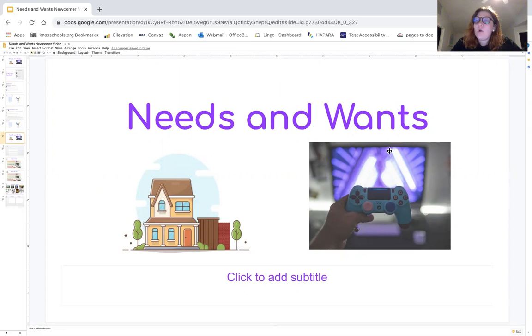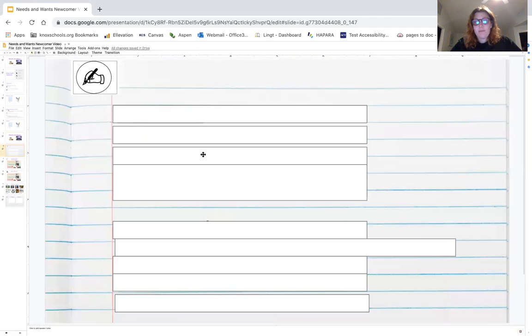Which do you think is more important? A house is more important, or video games are more important? What do you think? I think a house is more important because a house is a need. And we're going to talk about what needs are and why they're important, and what wants are and how they are different. Okay, so let's get our sheet of paper.